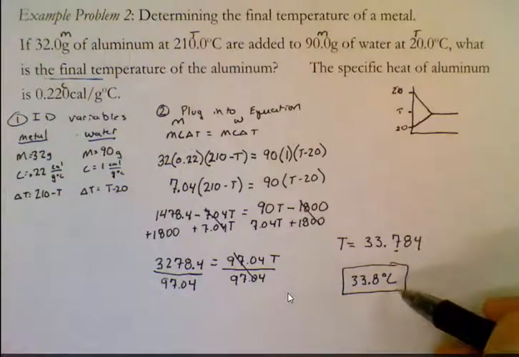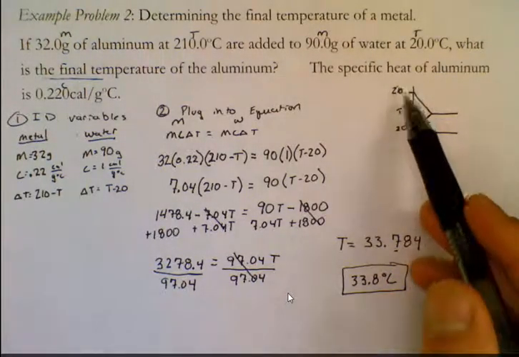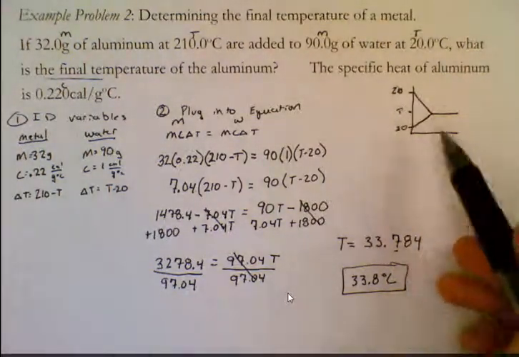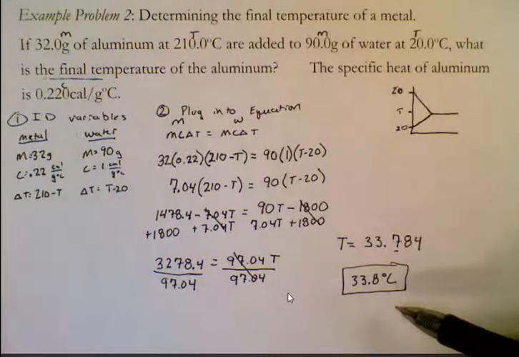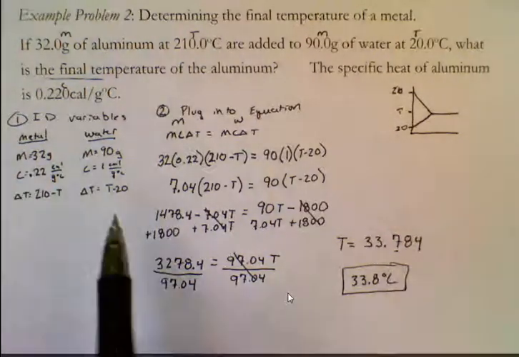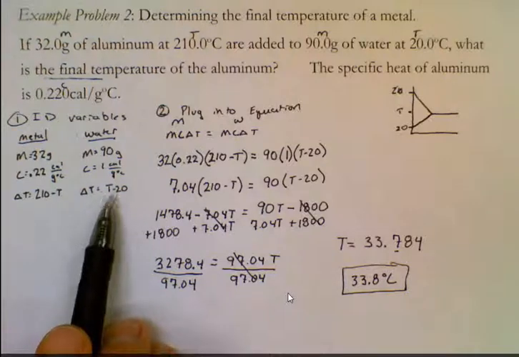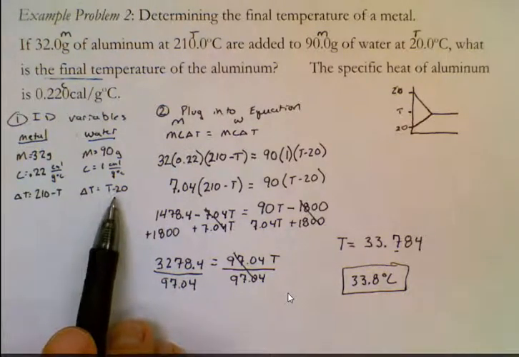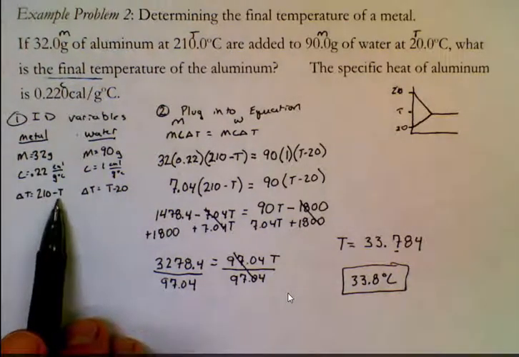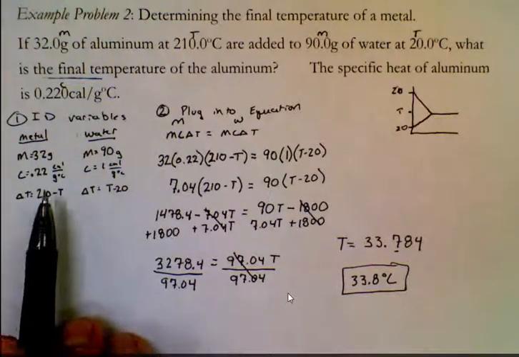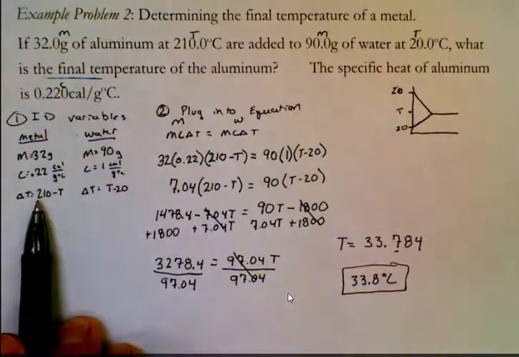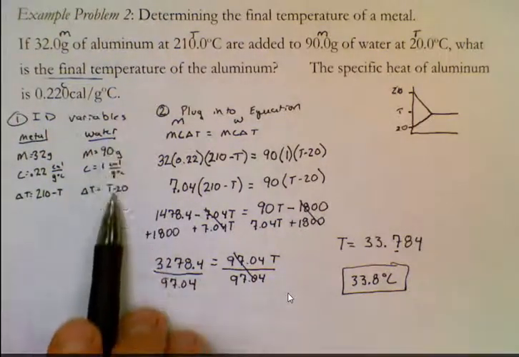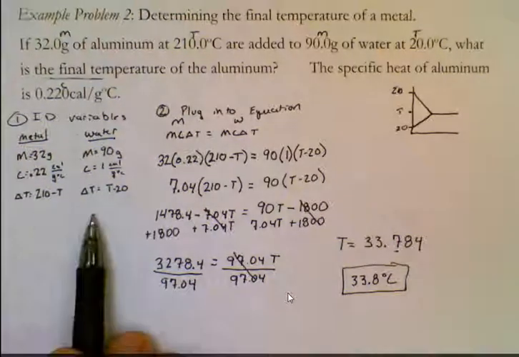Make sure that this makes sense. Does it fall in between your two values? And it does. It falls in the middle. Also, you can plug this number into T. So 33.8 minus 20 gives you 13.8. 210 minus 33.8, whatever that value is. And then run the left-hand side of your equation, get an answer. Run the right-hand side of your equation, get an answer. Those two numbers should be the same.